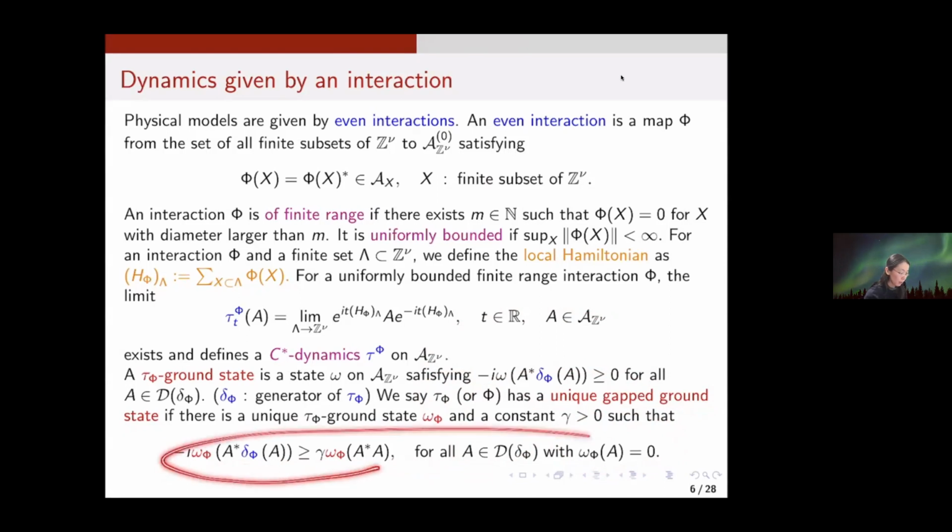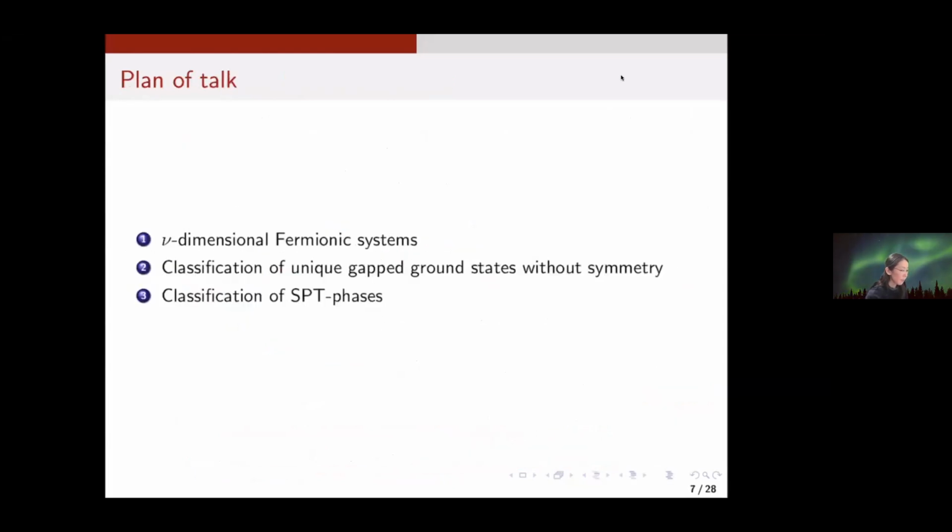So again, it looks like a strange condition, but if you consider a finite dimensional system and consider this condition, then you will be convinced that this just means the difference between the lowest eigenvalue and the rest of the spectrum is at least gamma. And we take it as a definition in our setting, our operator algebraic framework. So that was an explanation about the two-dimensional fermionic system.